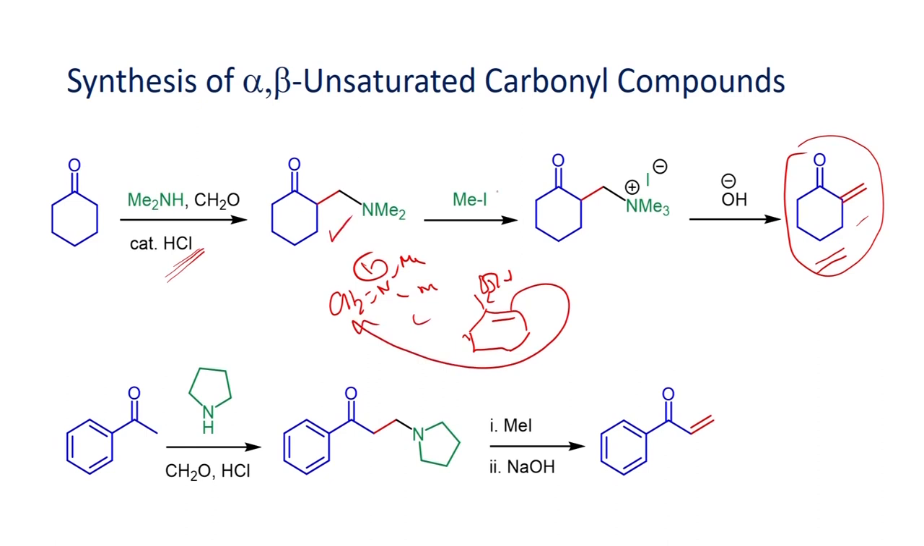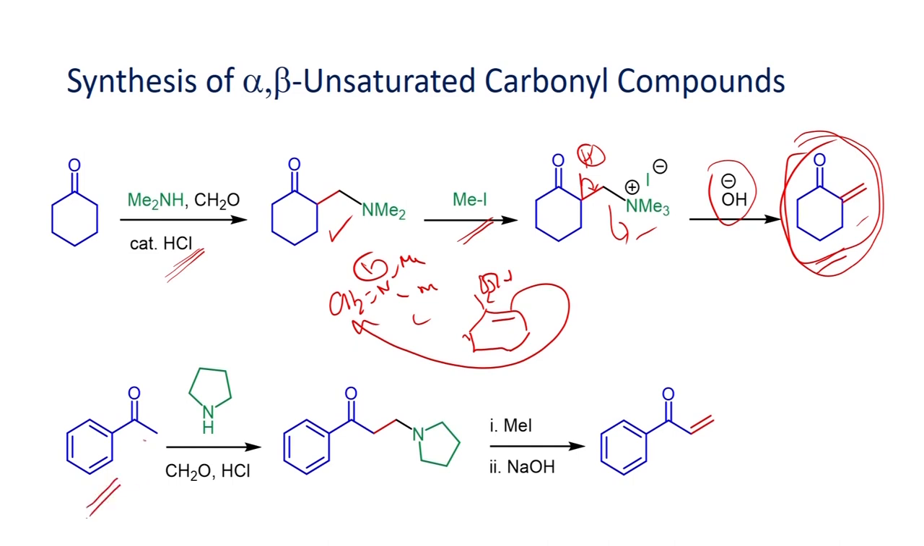Once you form this one, you can react it with methyl iodide to form the quaternary ammonium salt. When you react with the base, it can deprotonate this acidic proton, then it can lead to elimination to give this methylene compound as the product.